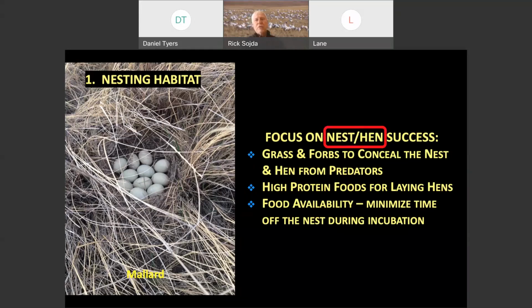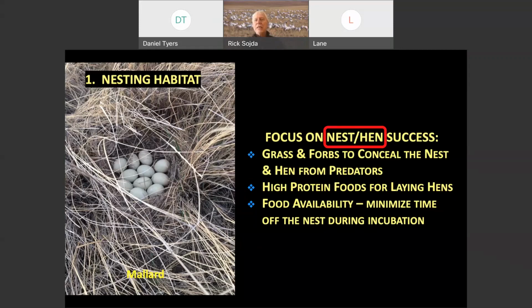I'm sure you remember from some of your coursework the difference between nest success and hen success. Nest success is the percentage of nests in an area that are successful, and hen success is the percentage of hens that is successful in a particular area or a particular time period. And the key here is to remember, as I'm sure you do, that upland game birds will renest if their first nest is predated. And so even though you might have a nesting success failure, if you will, or a low nest success early in the season, because they renest, hen success can actually be fairly good.